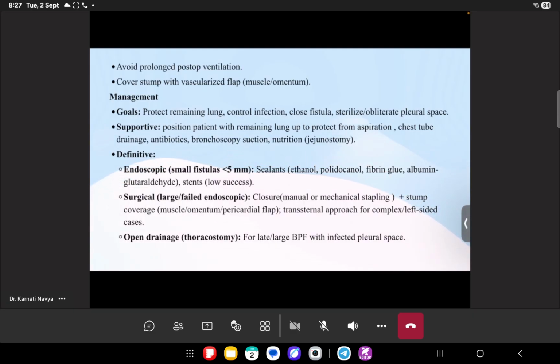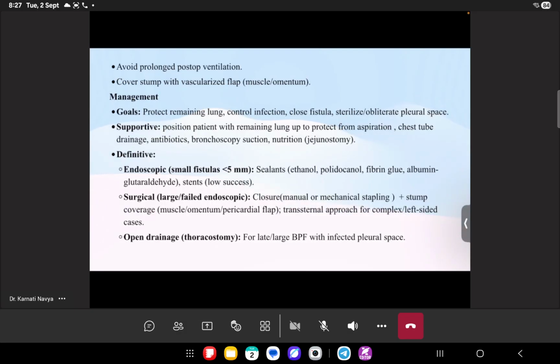Supportive care is by positioning the patient with the remaining lung up to protect from aspiration, chest tube drainage, antibiotics, bronchoscopic suction, and nutrition with jejunostomy. Definitive management includes endoscopic management, which is preferred when the fistulas are less than 5 mm, with sealants like ethanol, polidocanol, fibrin glue, albumin glutaraldehyde, or stent, which have low success.